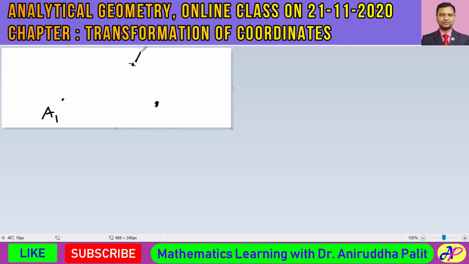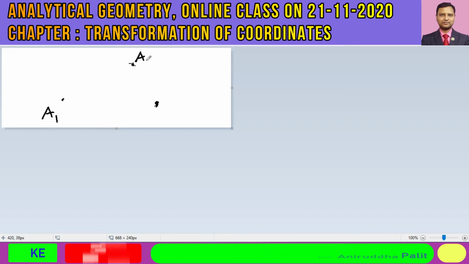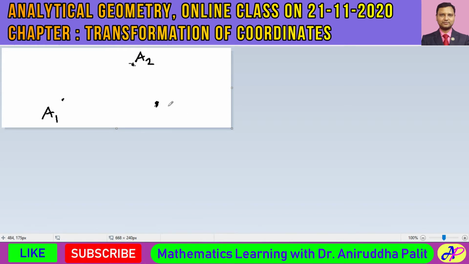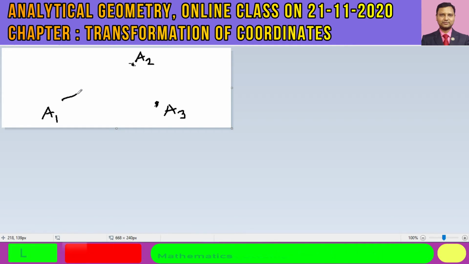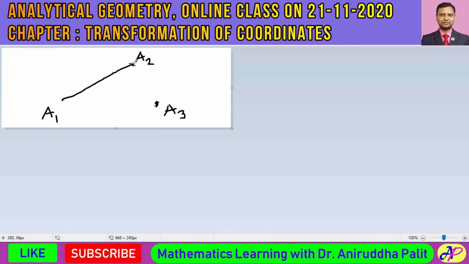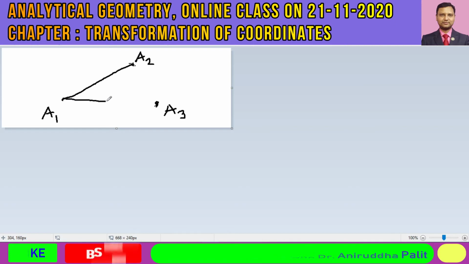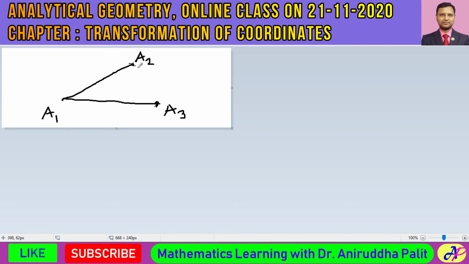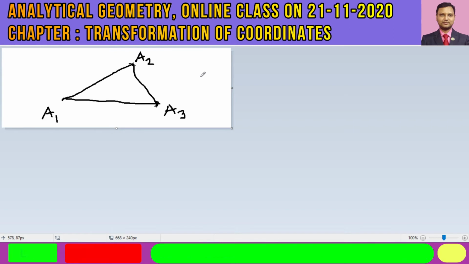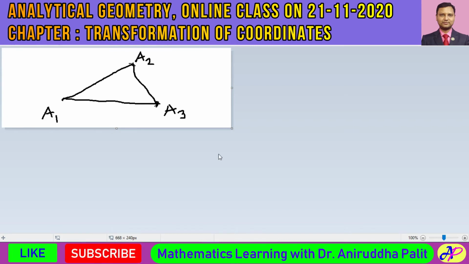This is the second point A2, and this is the third point A3. And now if we join A1, A2 and A3, you will get a triangle. It is becoming a very bad triangle anyway. Hopefully it is understandable to you.